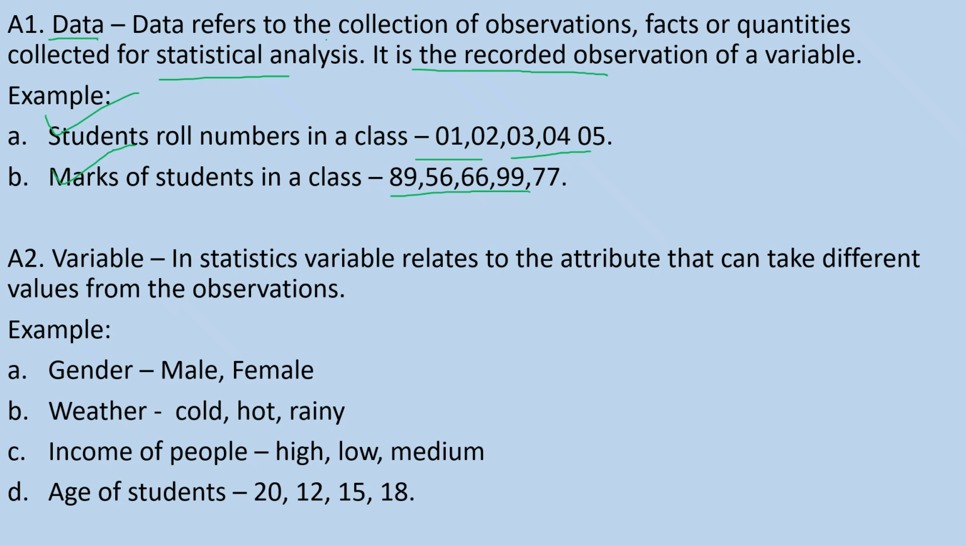The next answer is about variable. So variable is what? In statistics, variable relates to the attribute that can take different values from the observations. What are examples of variable? It can be gender, which can be male, female, weather, cold, hot or rainy, income of people, which can be high, low, medium, age of students, which can be 20, 12, 15, 18. So these are all the variables.